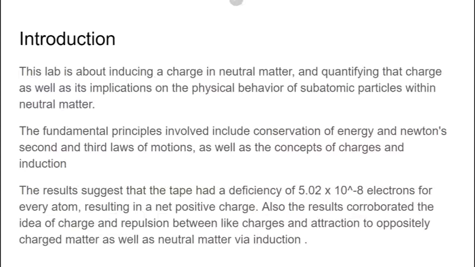The results suggest that the tape had a deficiency of 5.02 times 10 to the negative 8 power electrons for every atom, resulting in a net positive charge. Also, the results corroborated the idea of charge and repulsion between like charges and attraction to oppositely charged matter, as well as neutral matter via induction.